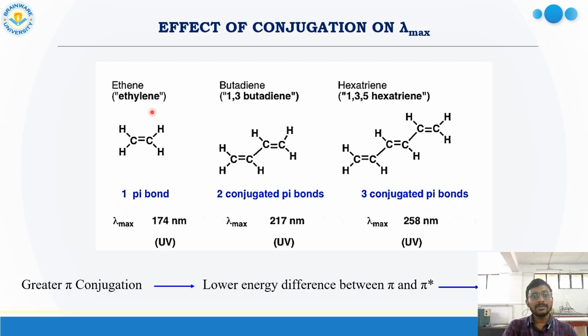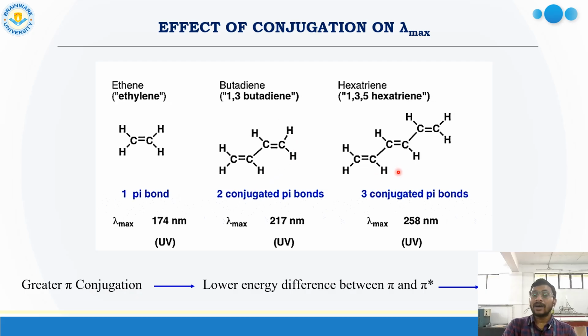Because the resonance is increasing, the pi to pi star absorption, as you can see, the lambda max of pi to pi star in this case was 174 nanometers. In this case, it increased to 217 nanometers. So the lambda max, or the absorption maxima, will go towards a higher wavelength if the resonance increases.